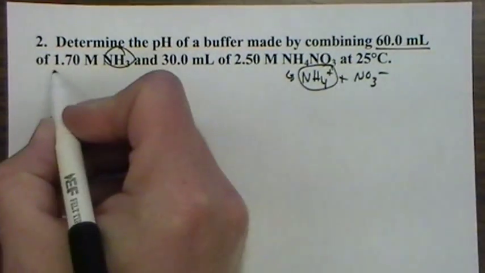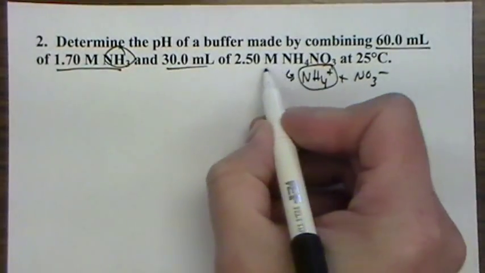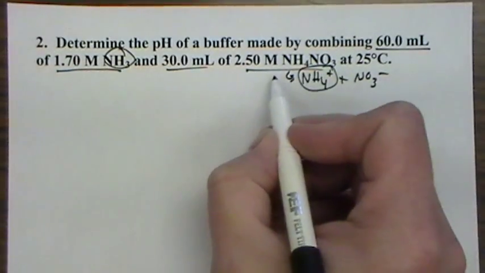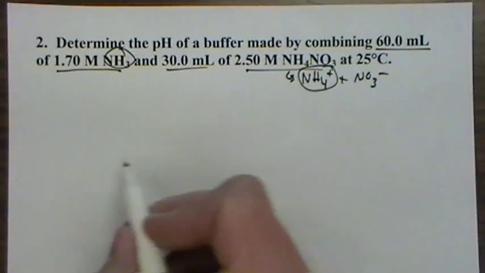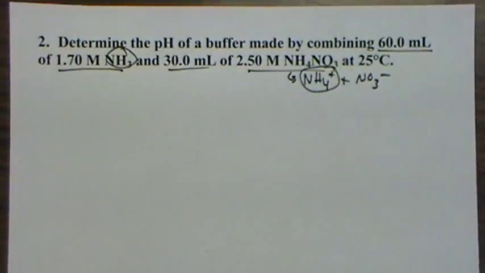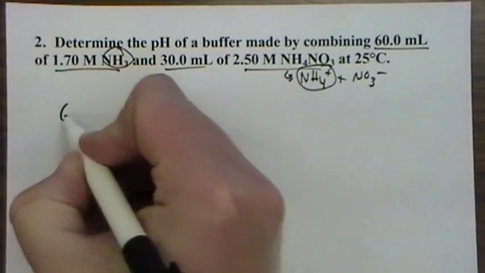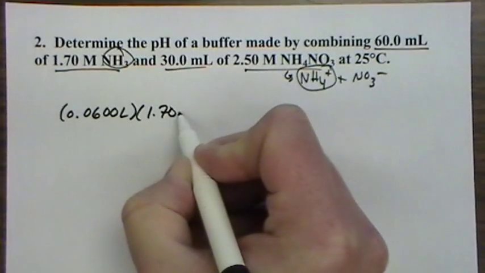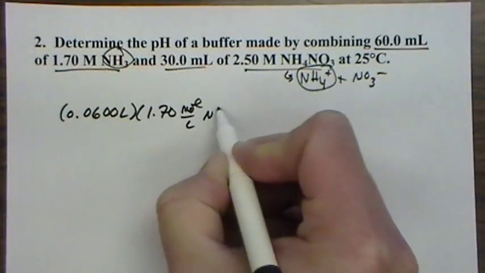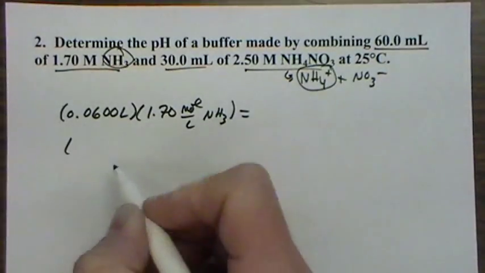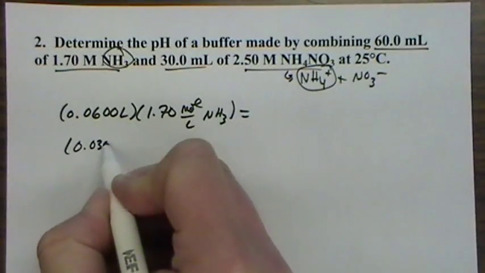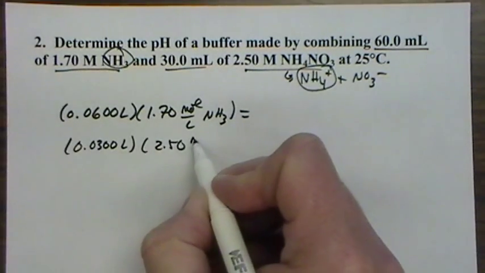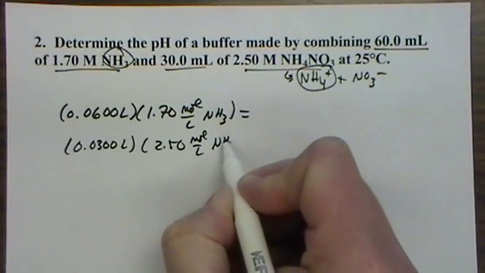We have the volume and concentration of ammonia, the volume and concentration of the ammonium nitrate. This is the same concentration for the ammonium on its own. It's 2.5 molar. We're going to convert to moles and then divide by the new volume, which happens to be 90 mL again. But that's just by chance, it can be anything. We do this out. This will give us moles of ammonia, and then we have 30 mL, or 0.03 liters, of 2.5 moles per liter ammonium ion.